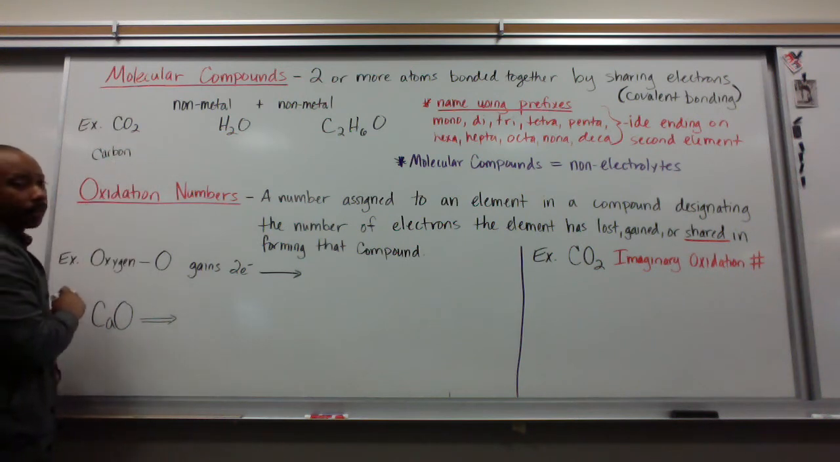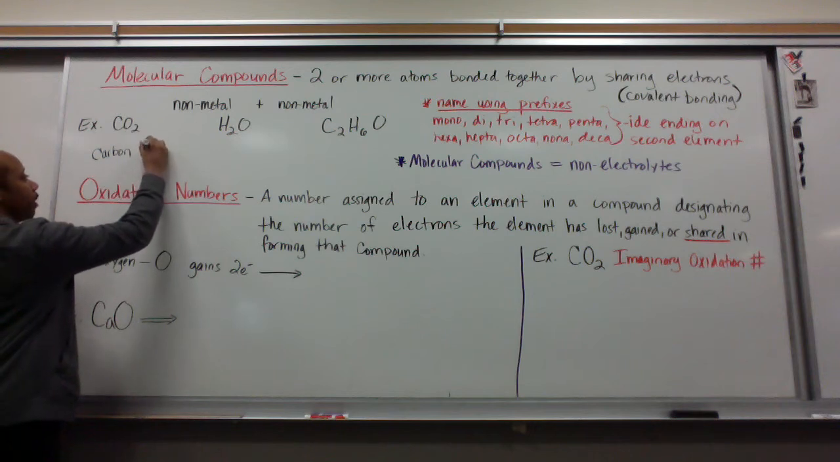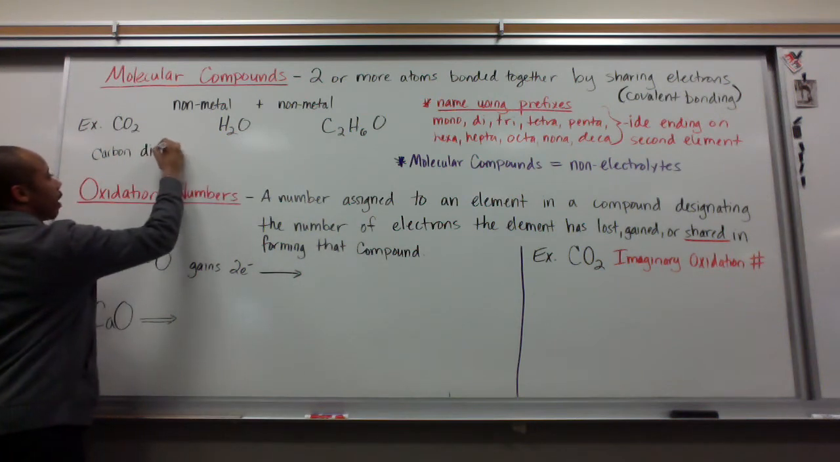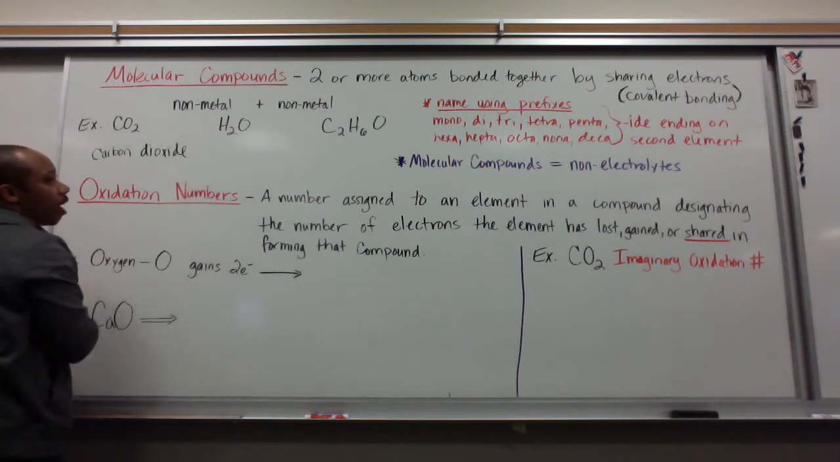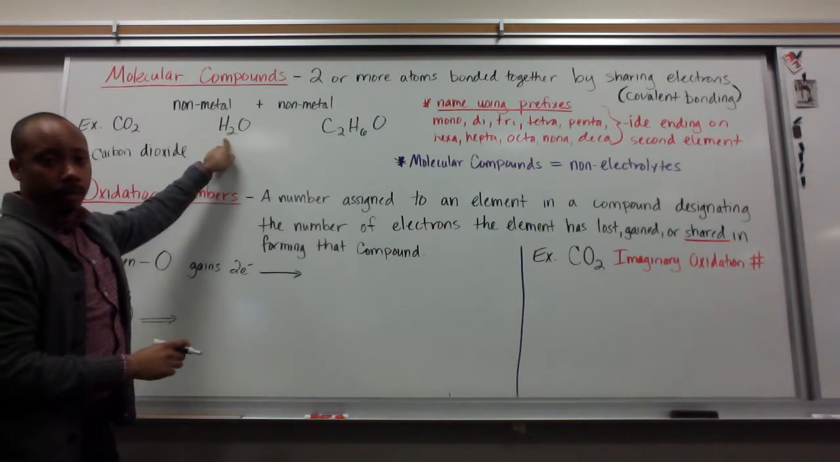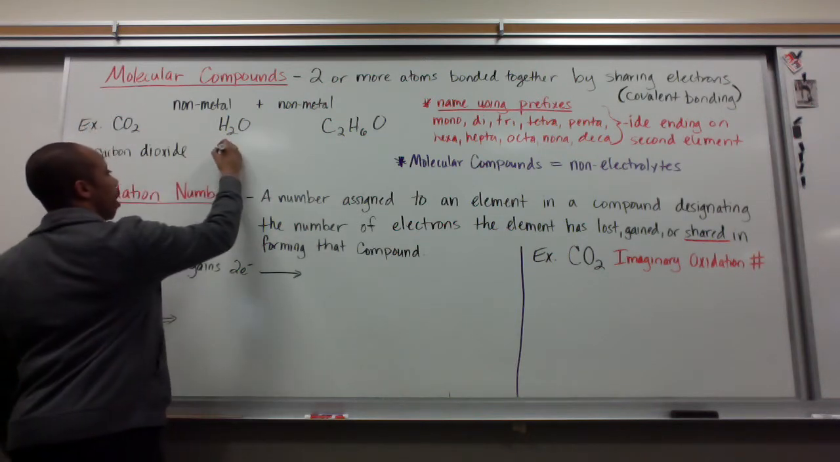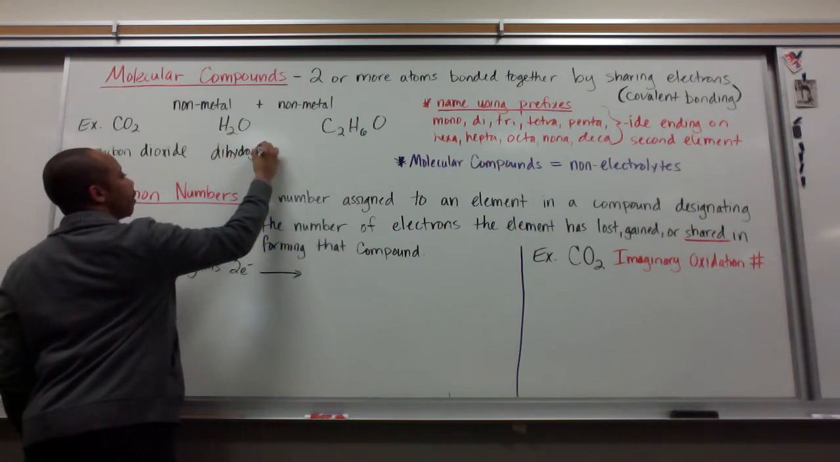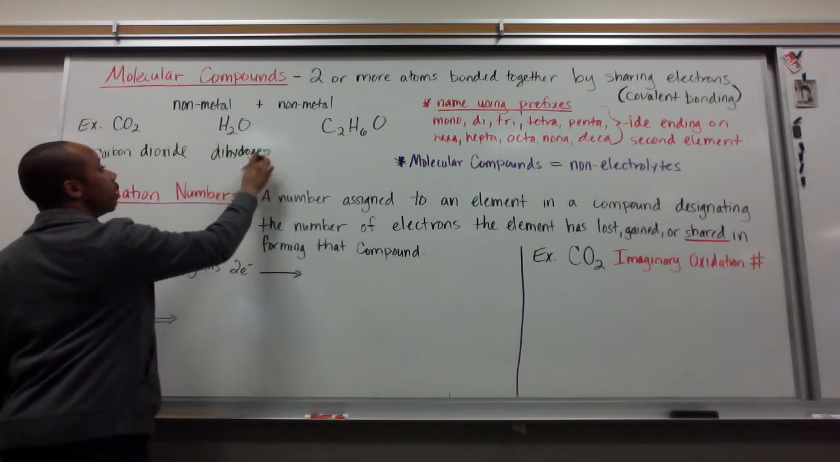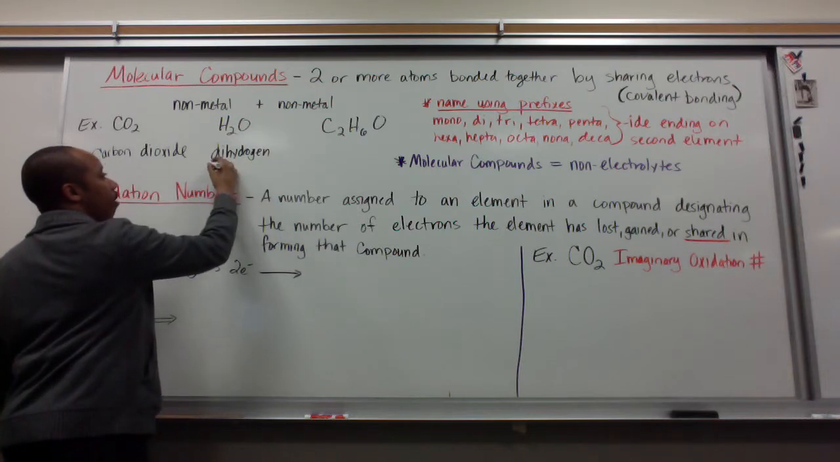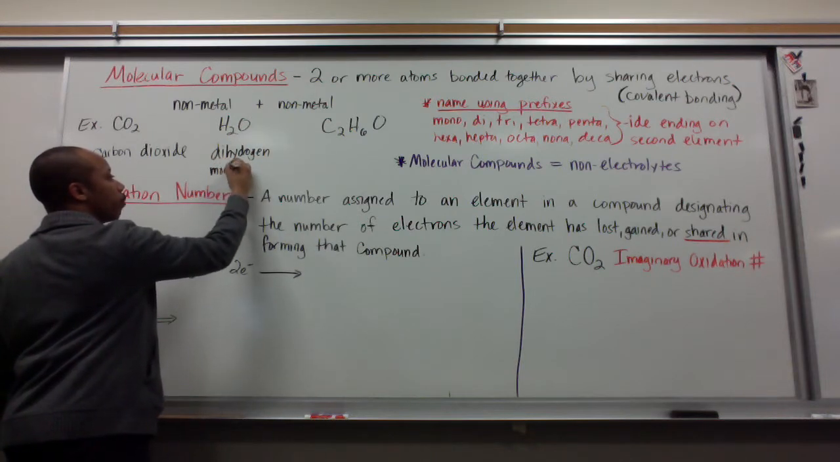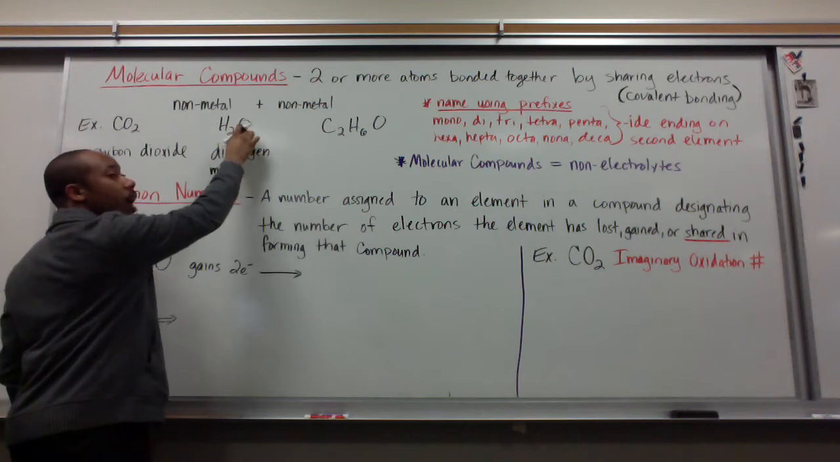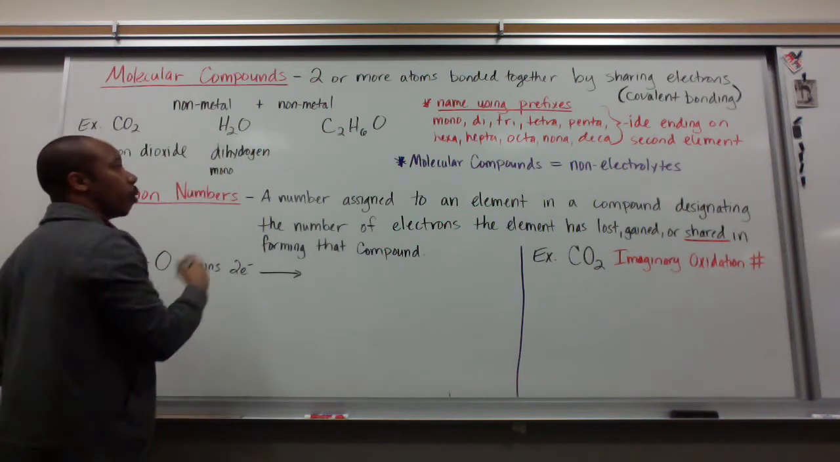In this case, carbon. I have 2 oxygens, so I put di for 2, and I change the ending to IDE, carbon dioxide. H2O. I have 2 hydrogens, so I write di for 2, and I keep the name the same, dihydrogen. And O, I have 1 O, so I write mono, and I change the ending oxygen to IDE, so monoxide.